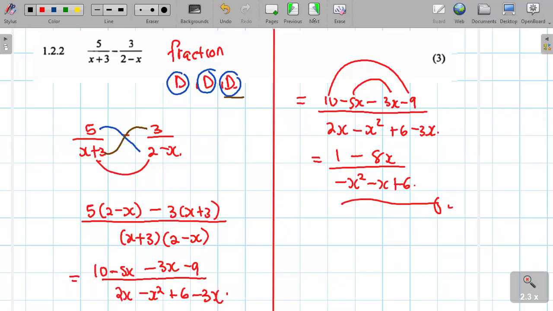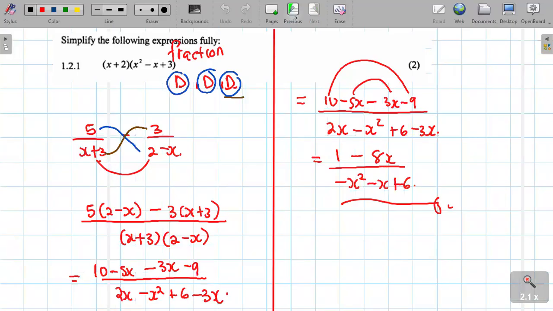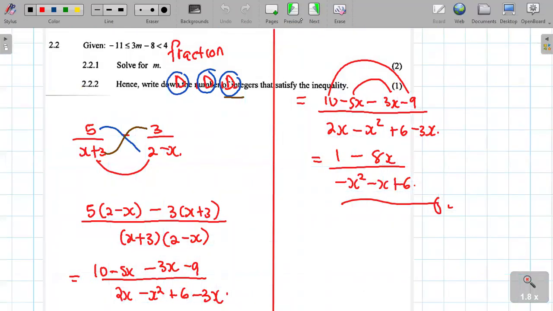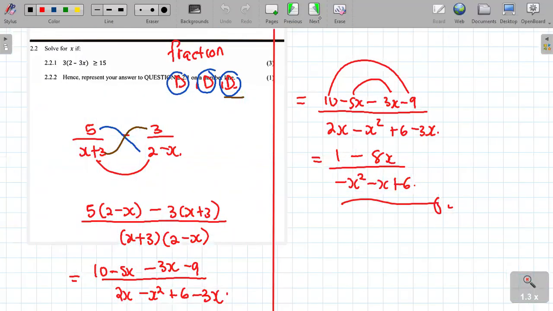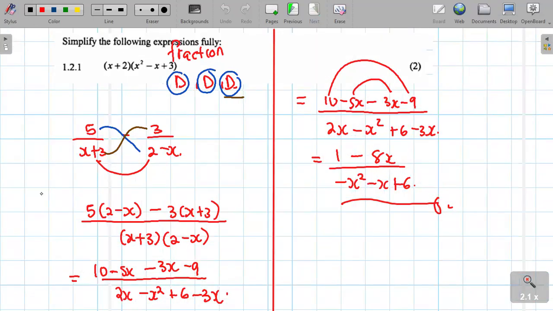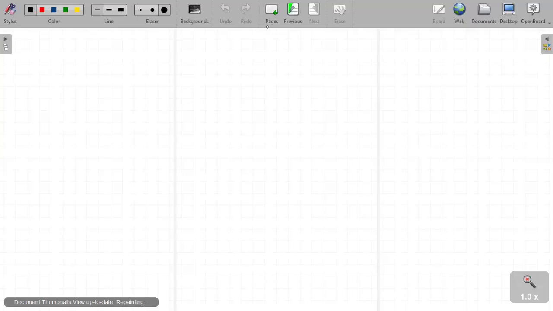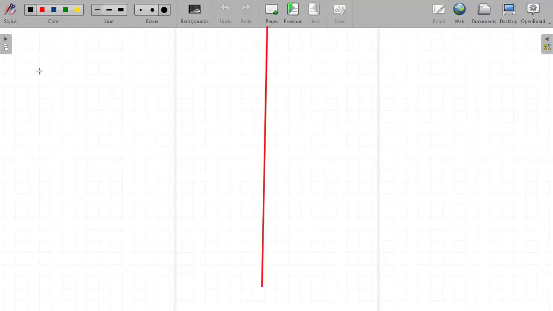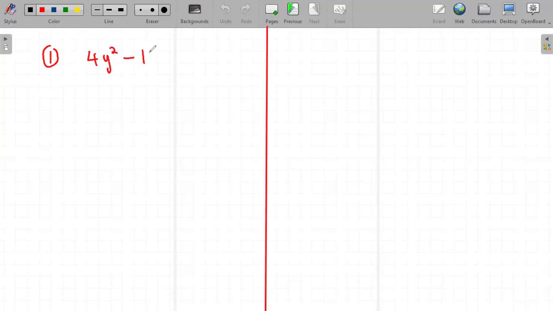Let's see if we can have any question remaining. All right, now we have finished all, but I'm just gonna try to add this for your own edification. Let's see something. Number 1, let's say now we have 4x squared minus 16. Factorize fully. How do I do this?